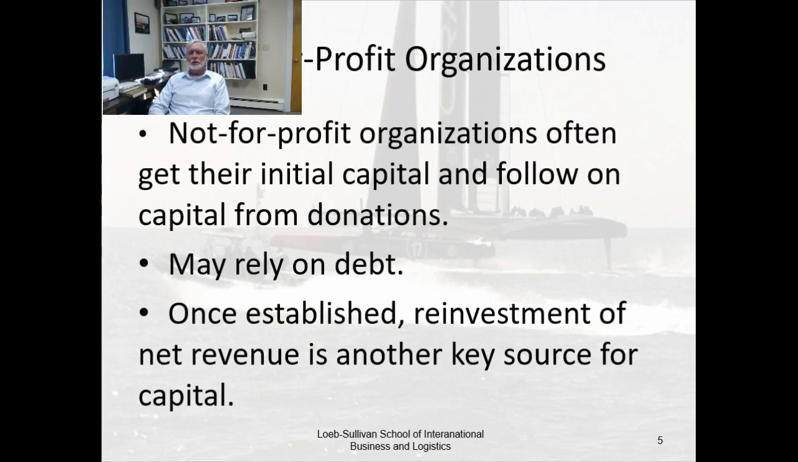Not-for-profits are not all that different than for-profit organizations. They pretty much function the same way. They have to have generally positive net revenue in order to exist for a long term. The only difference is that they do get their capital as donations as opposed to investment.